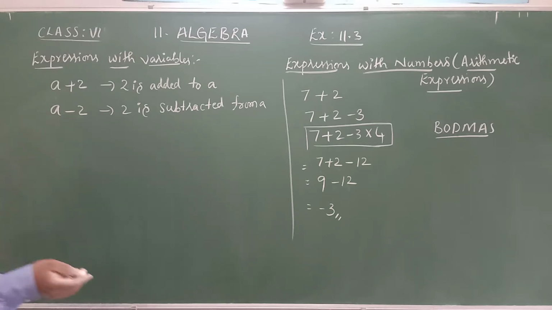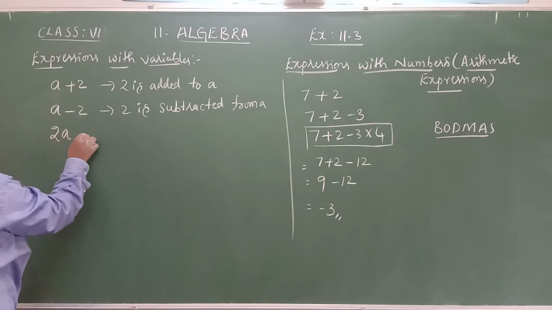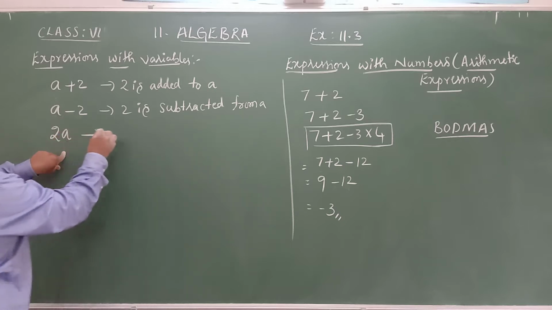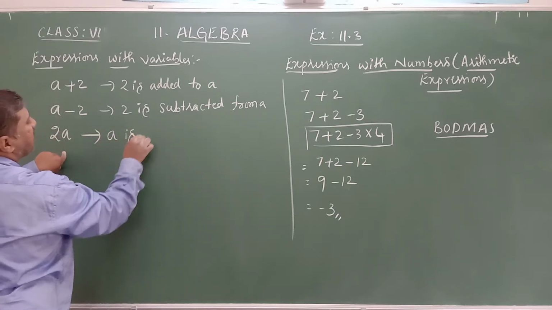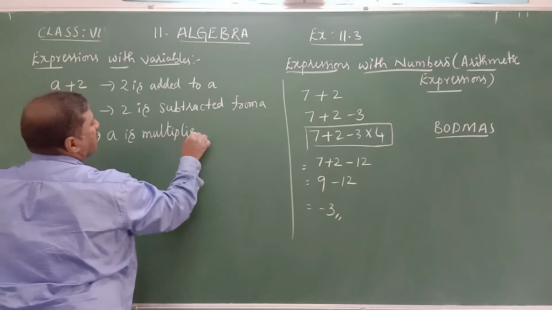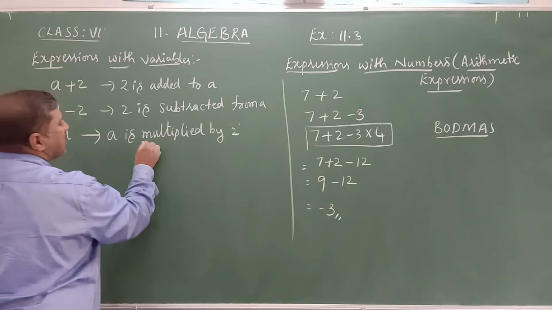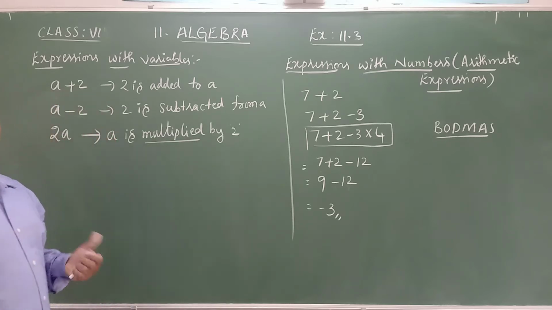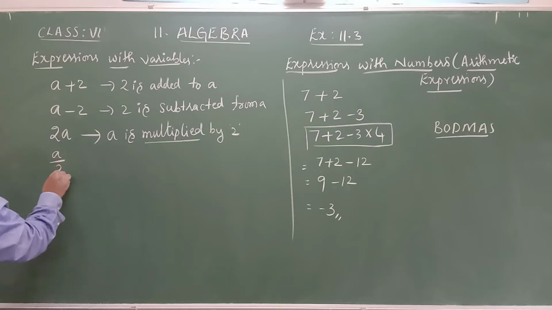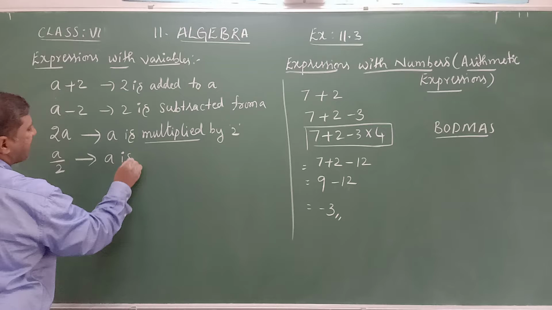Next, 2A means 2 into A. Therefore A is multiplied by 2, so the arithmetic operation is multiplication. And A by 2 means A is divided by 2.